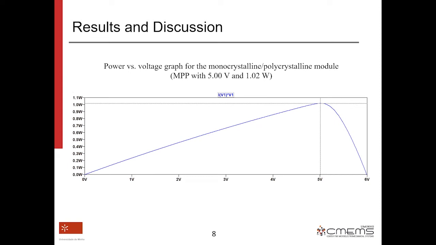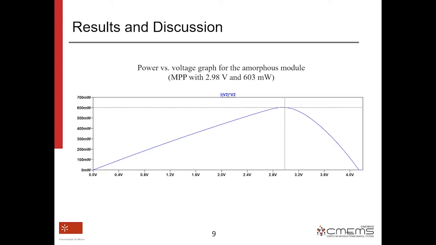This is the power versus voltage graph for the monocrystalline and polycrystalline module. In this case, a DC voltage sweep was done from 0 volts to 6 volts. And as we can see, in our simulation, we could get the same characteristics of the modules we have in the weather station, with the maximum power point at 5 volts and around 1 watt. This is the same type of graph, power versus voltage, but for the amorphous module, and we could get about the same values as the real module we used in the weather station, with 3 volts at the maximum power point and around 600 milliwatts of power.